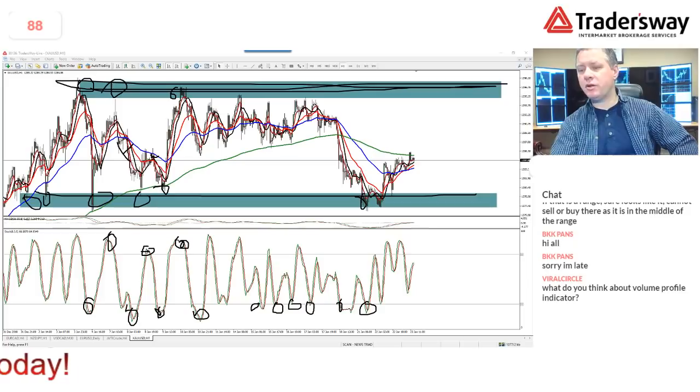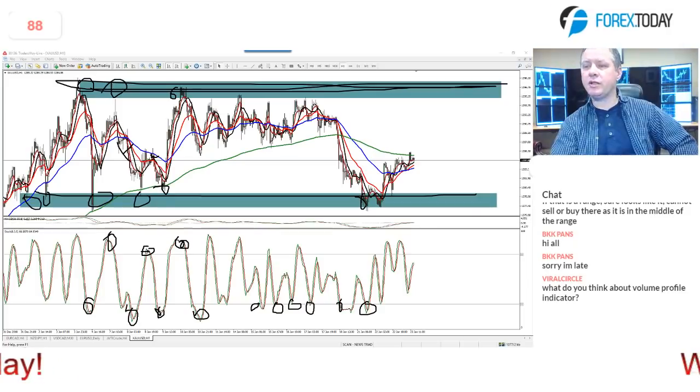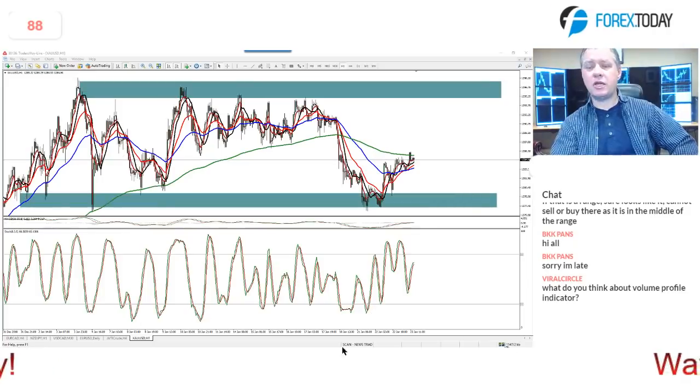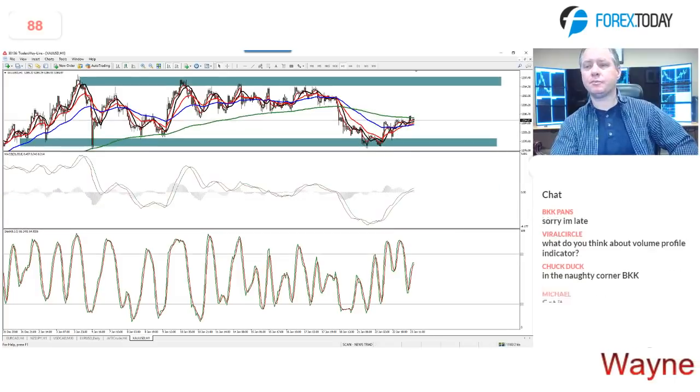Viral Circle says, what do you think about volume profile indicator? Probably really good when you're trading stocks. Maybe even commodities.